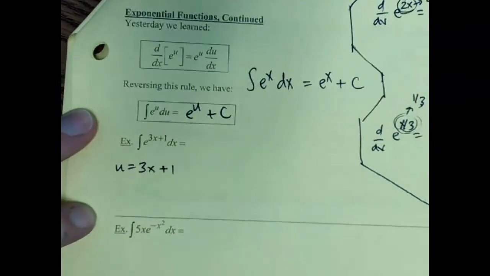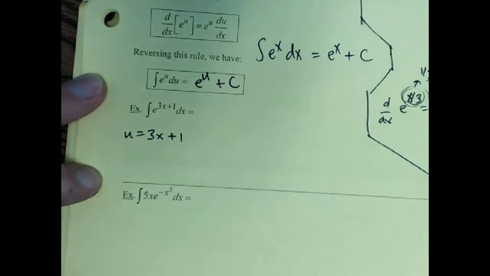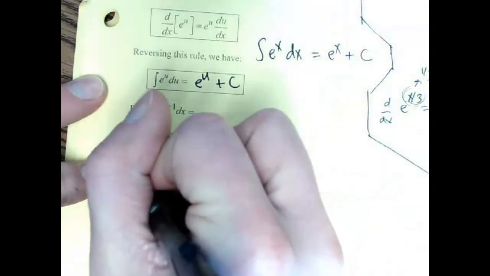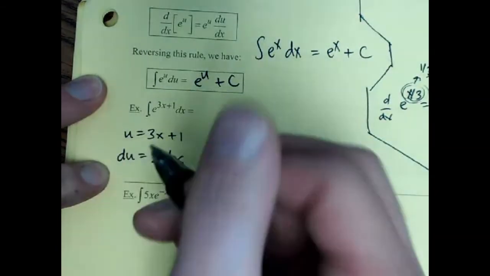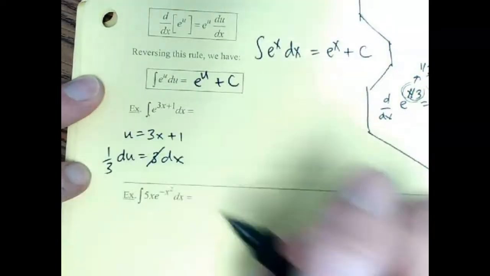So here for this first example, we would set the u as the exponent. It's always setting the u as the exponent. The derivative would be a 3 dx. Since you're missing the 3, the U substitution just tells me you're going to kick out a 1/3.